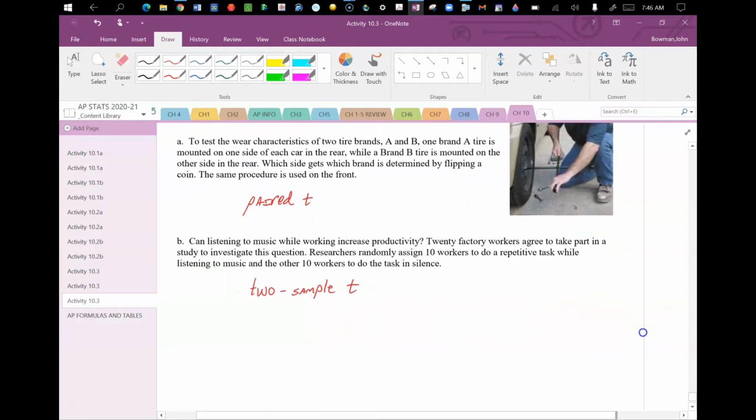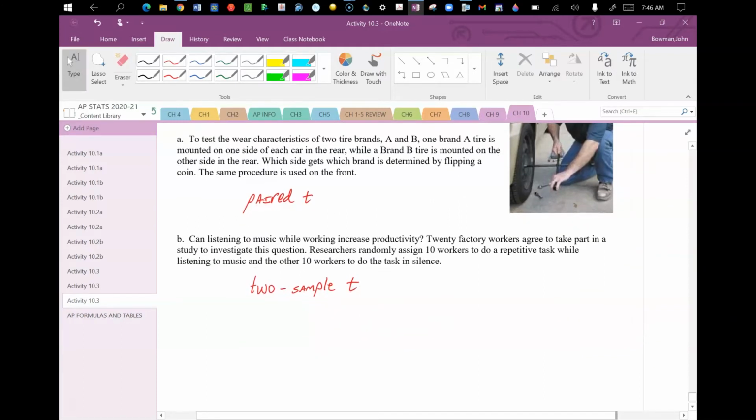In B, it says, can listening to music while working increase productivity? 20 factory workers agree to take part in a study to investigate this question. Researchers randomly assigned 10 workers to do a repetitive task while listening to music, and the other 10 workers to do the task in silence. So here we have reason to believe that there's no pairing, and the 2 groups, 10 workers doing the task while listening to music and the 10 working in silence, are independent of each other. So we would use a 2 sample T procedure.